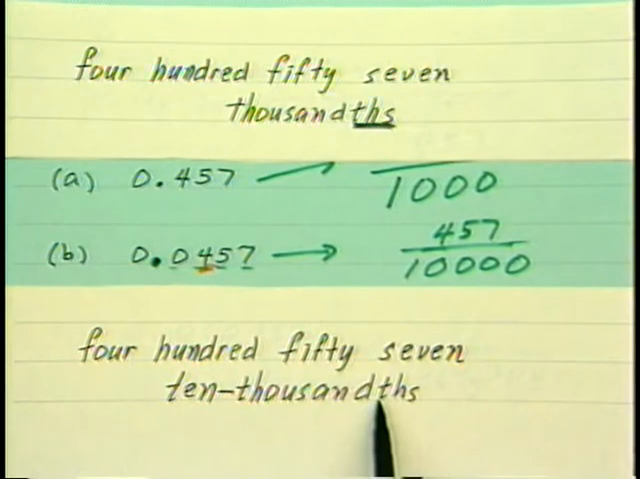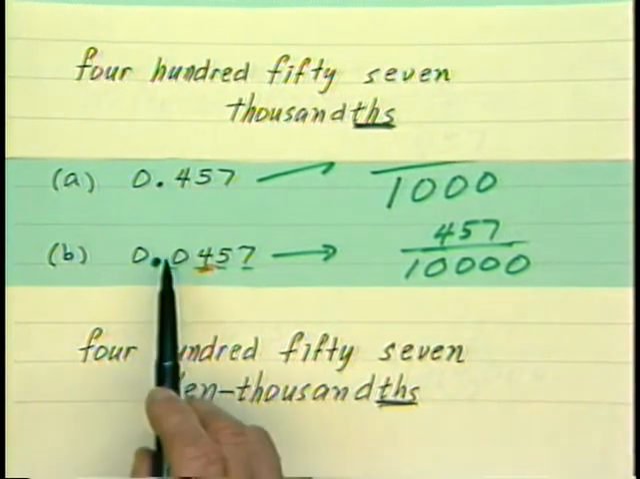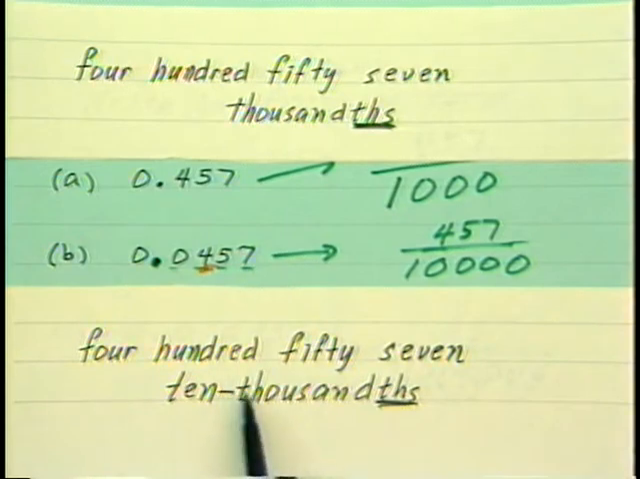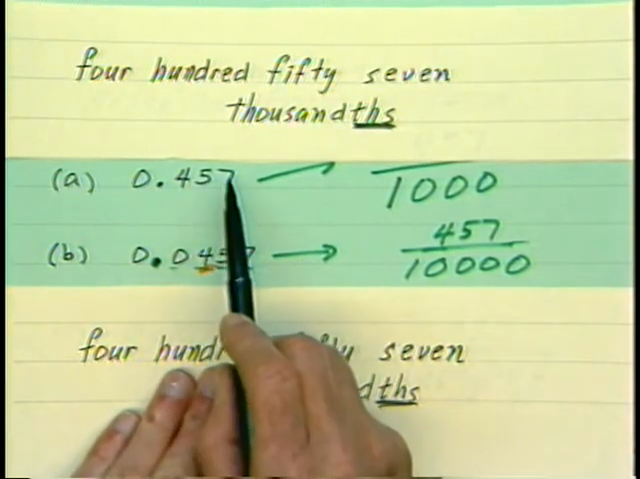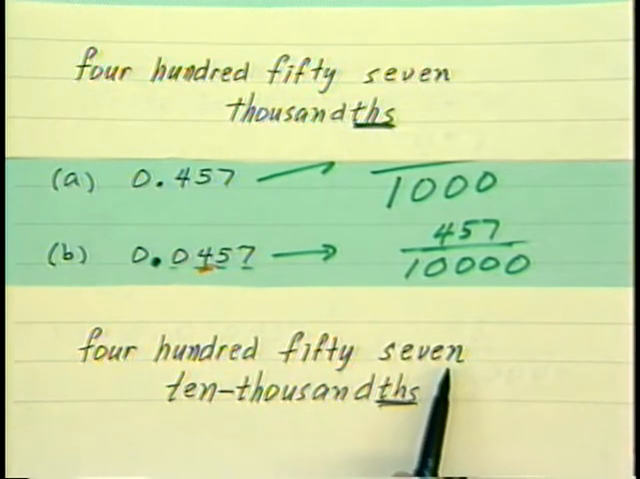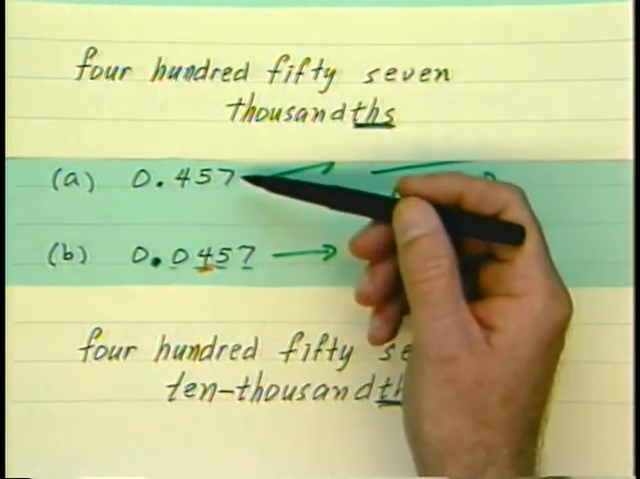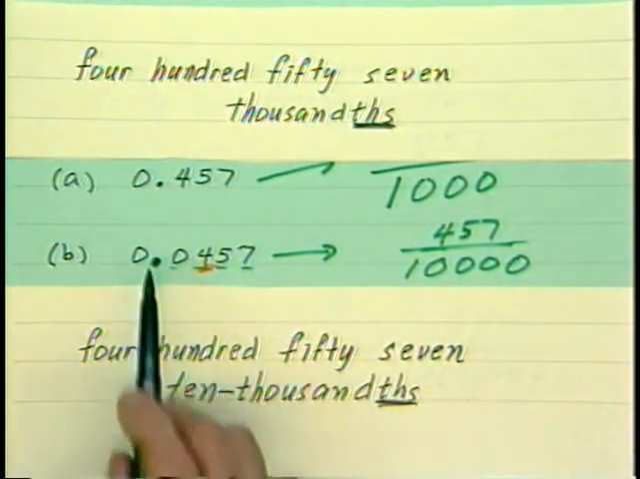Notice the THS again tells me I'm in the fractional part of my number. But the hyphen here is very important. That tells me I want to go clear to the 10,000ths place as opposed to just the thousandths place which we had above it. So again, the importance of the TH and the importance of the hyphen in our word names and in our place value names, the importance of the placeholder zeros.